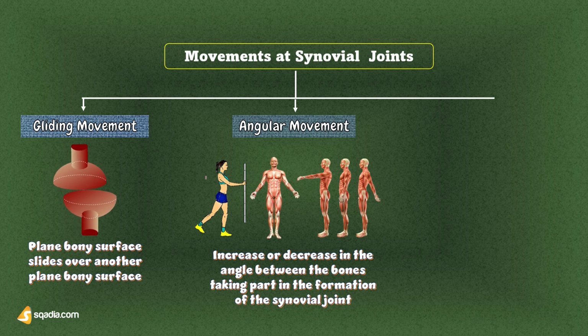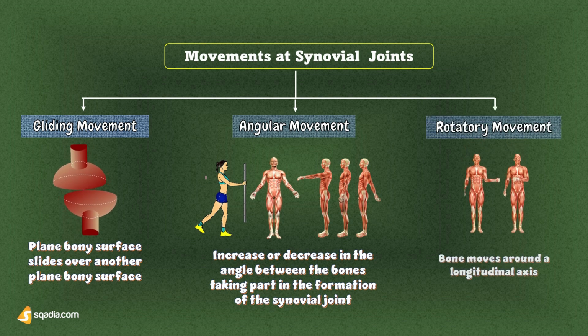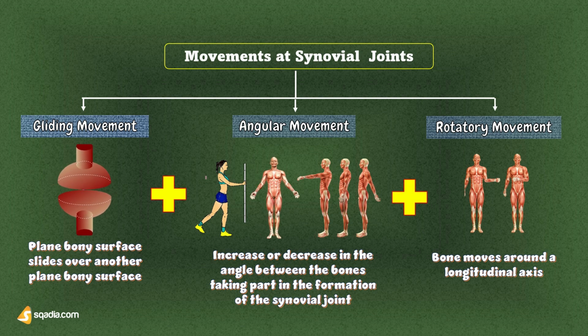The third type of movement is the rotatory movement. In rotatory movement, a bone moves around a longitudinal axis. Examples include medial and lateral rotation at the shoulder joint. If all these three movements take place simultaneously, then we say that circumduction is taking place at that particular joint.